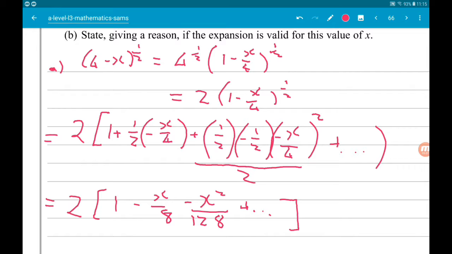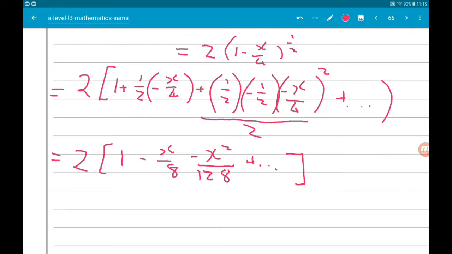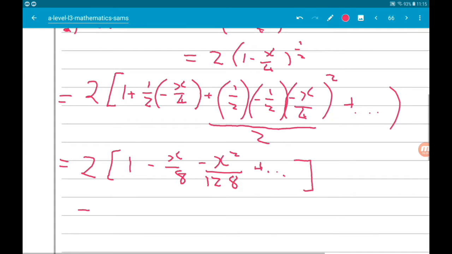Okay, now we just need to let the 2 inside. So this is 2 minus x over 4 minus x squared over 64.